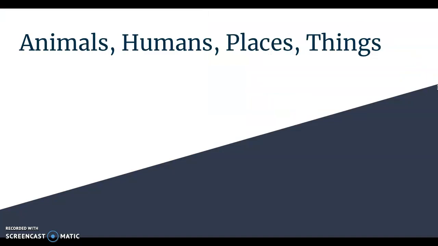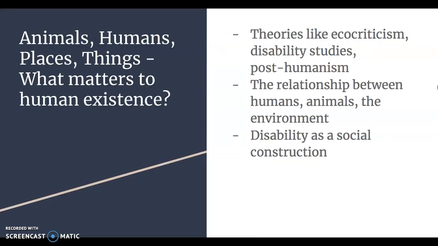We are now moving to, finally, animals, humans, places, and things. These final theories examine the relationship between humans, animals, and their environment. Studies like eco-criticism, post-humanism, and disability studies fall under these theories. In disability studies, they look at the social construction of a disability and the norms that surround ability and disability.